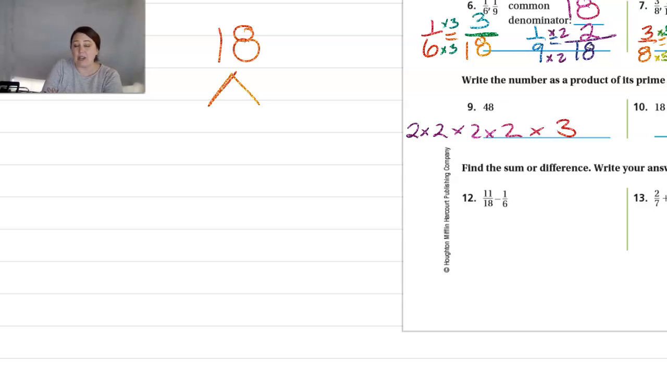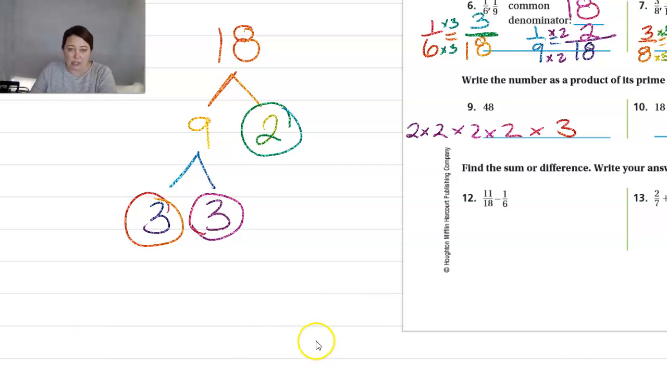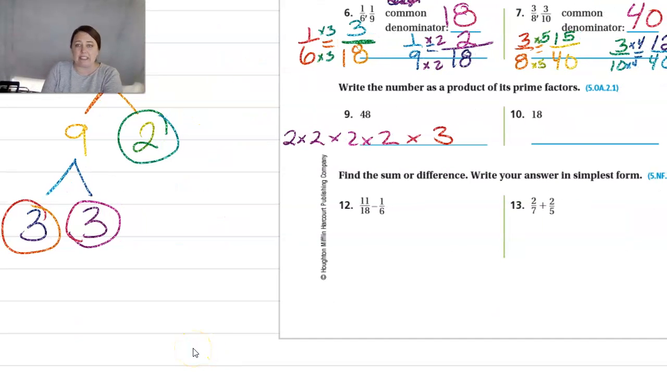18. Two numbers that multiply to get 18. Well, right here I can see 9 times 2. So let's use that. 2 is prime, so I like to circle it. What two numbers multiply together to get 9? That's 3 times 3. They are also prime. So when I write these three numbers on the line, I have to go from least to greatest. So 2 times 3 times 3.